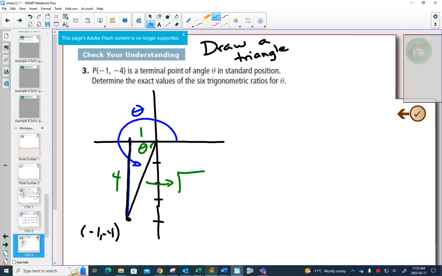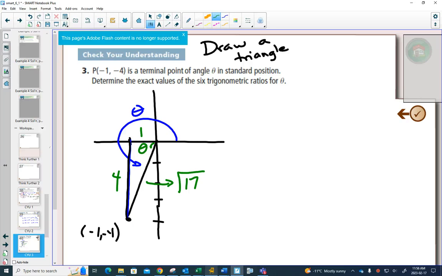A squared plus b squared equals c squared. 1 squared is 1. 4 squared is 16. 1 plus 16 is 17. So c squared would be 17, and c would be the square root of 17. We will do this so often that you will get really good at just doing a squared plus b squared equals c squared in my head. Just write down the answer for the hypotenuse or the side really quickly.